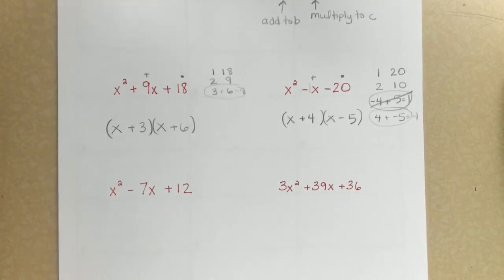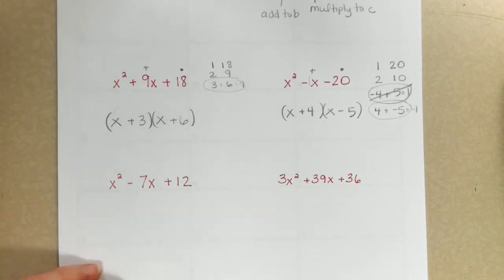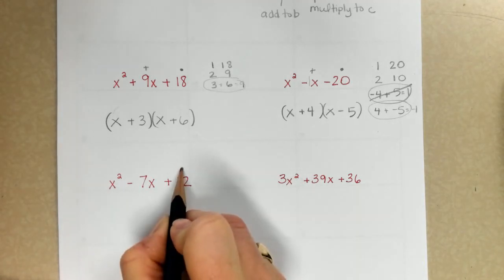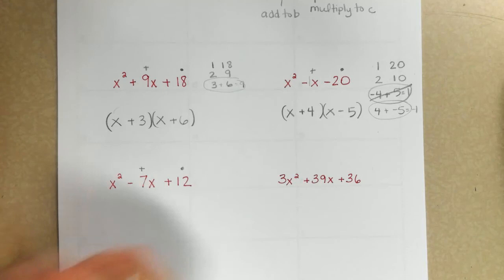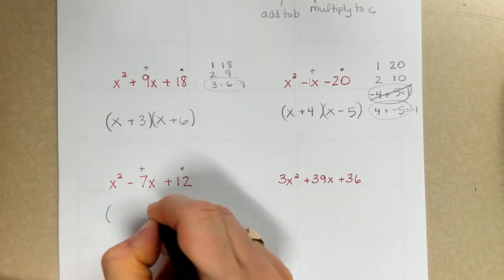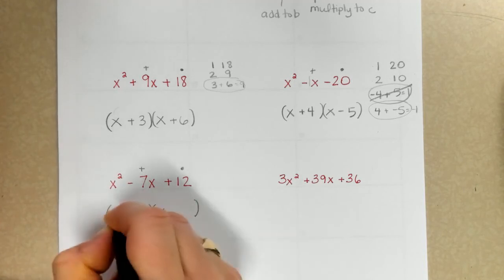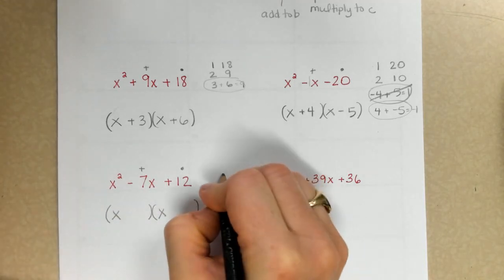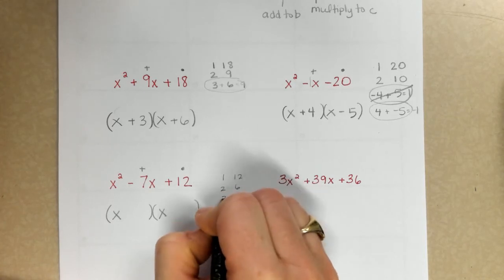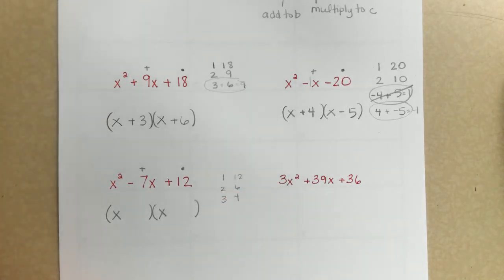Okay, let's try 2 more, and hopefully we won't get any announcement interruptions. Okay, so we need numbers that multiply to positive 12 and add to negative 7. So x and x get our x squared every single time. Let's see, 1 times 12, 2 times 6, 3 times 4, those are the factors of 12.